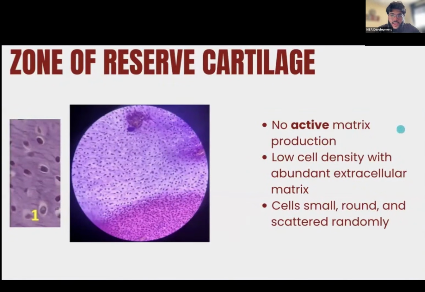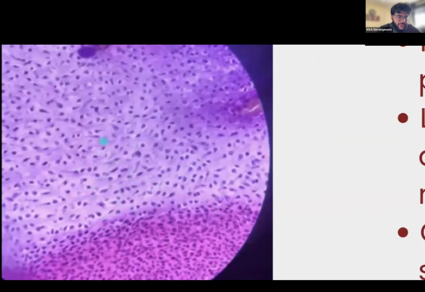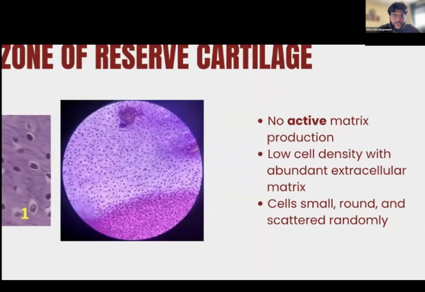reserve cartilage. This zone of reserve cartilage is sometimes called your resting zone. Over here, your cells are small, they're round, and they're scattered randomly, and there's no active cell division that takes place here. Think of this zone as like a storage zone. You have no active matrix production. The cells over here are few, so there's low density of cells, and there's abundant extracellular matrix that surrounds each of these cells. You can see over here, there's one cell surrounded by a hella extracellular matrix.